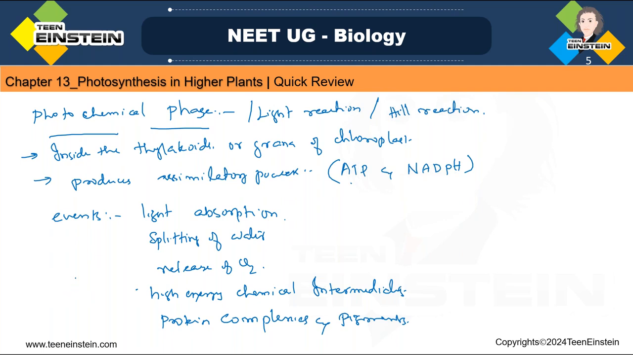First see light absorption. See the events in this photochemical phase or light reaction, this you need to note down. Then what: assimilatory powers, ATP and NADPH it is producing, and where it is taking place, inside thylakoid or grana of chloroplast. And the events involved in this light reaction, that you need to learn.